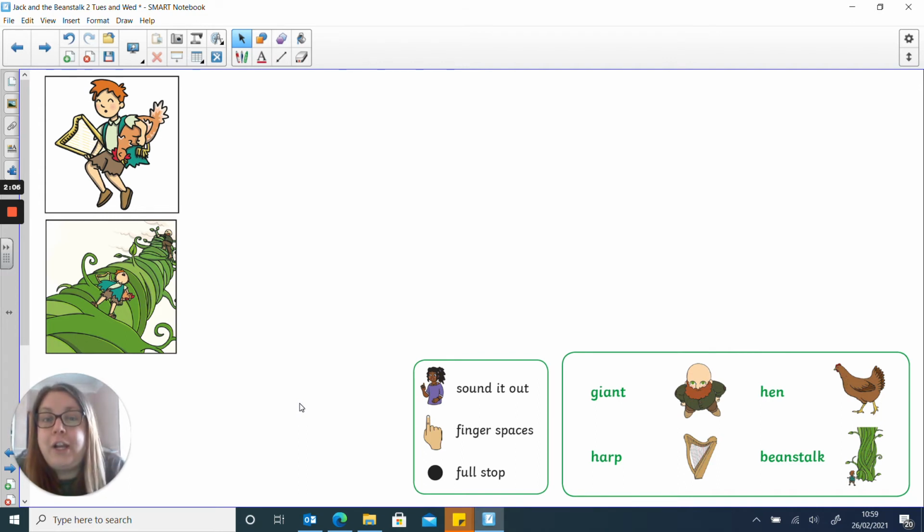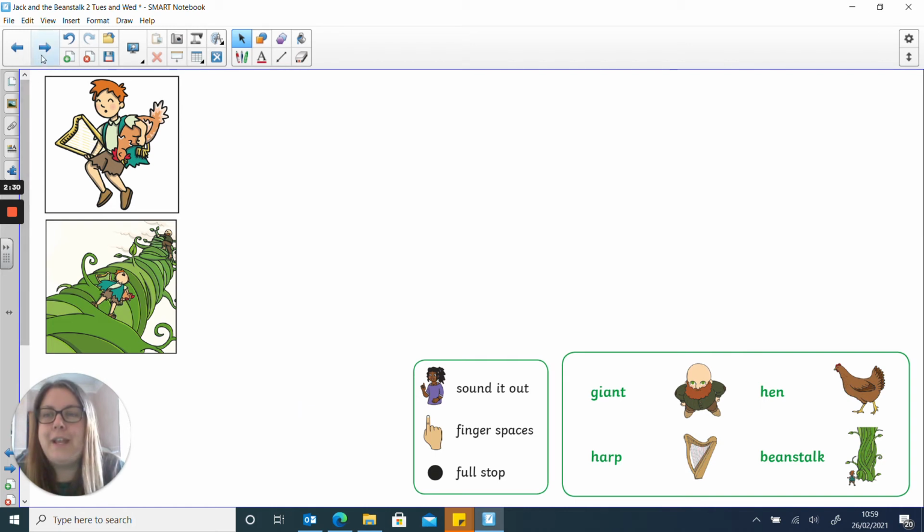Or Jack crept out of the castle with the golden harp and hen, and the giant came flying after him, saying, "Fee-fi-fo-fum." I'm sure you can think of some really good sentences to go with these pictures. So pause the video and write your sentences for these pictures. Off you go.